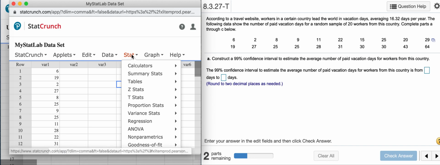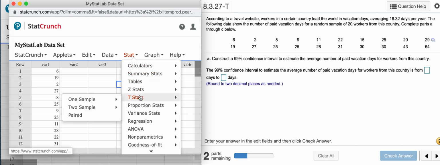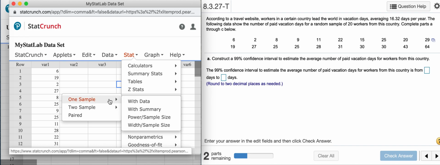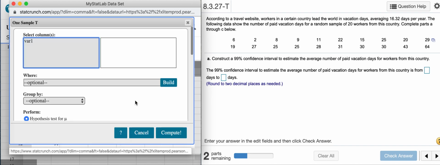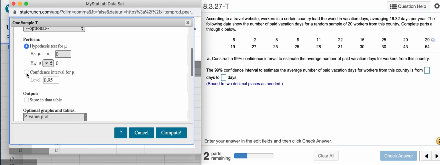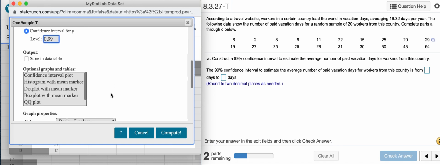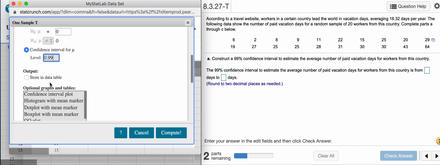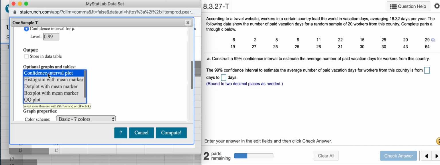So here, to find the confidence interval, I will press Stat, go to T statistics. We do not know the population standard deviation, sigma. We're going to compute S from our sample data. It's a one sample, and we have the actual data. So in this case, our data is in the variable 1 column. I'm going to compute a confidence interval, 99% confidence. And here I've got some things that I could choose. I'm going to go ahead and plot the confidence interval. And I'm also going to look at the normal quantile plot.